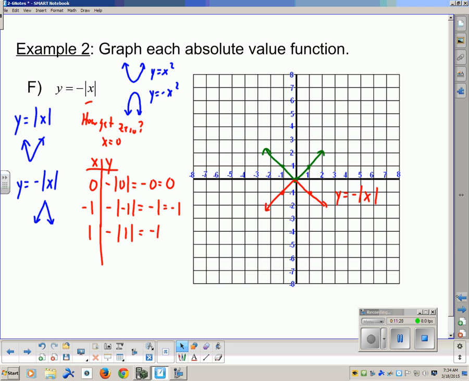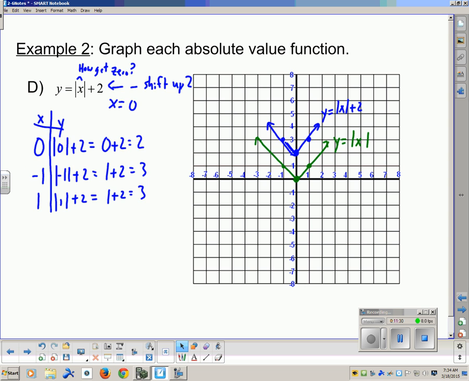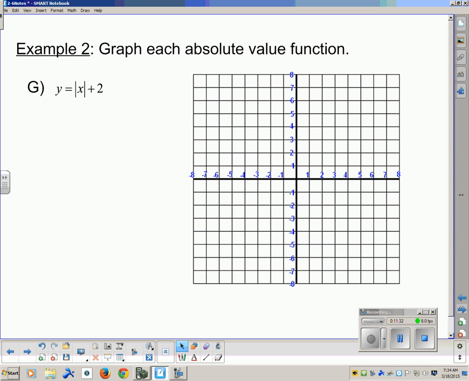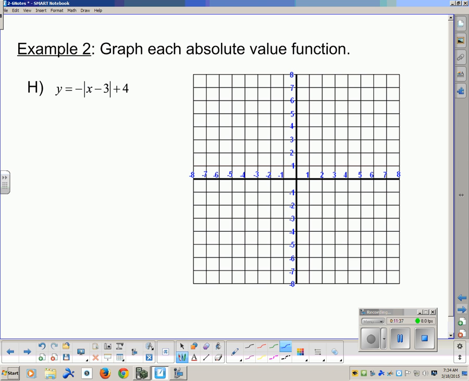So I believe we did this one. Yeah, we already shifted this one up too. So let's look at this combination graph here. We've got y equals negative, and then inside the absolute value there, you've got x minus 3, and then plus 4. Well, you could think about everything that's going on here. What does this do? This shifts it 3 to the right. What does this do? And up 4. And then what does this do? Flip it upside down.